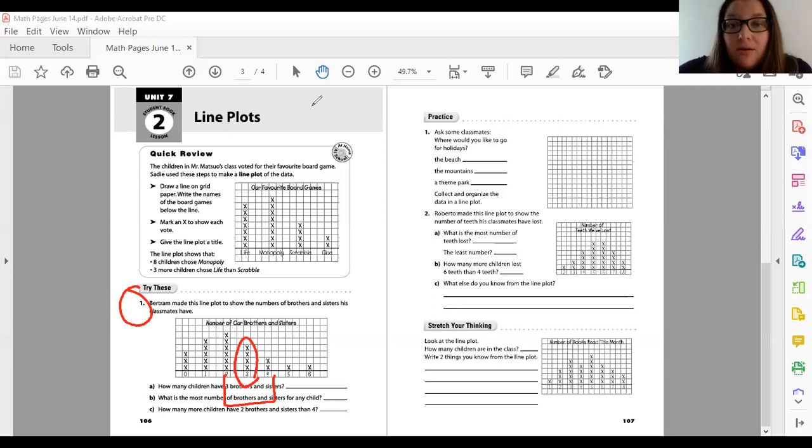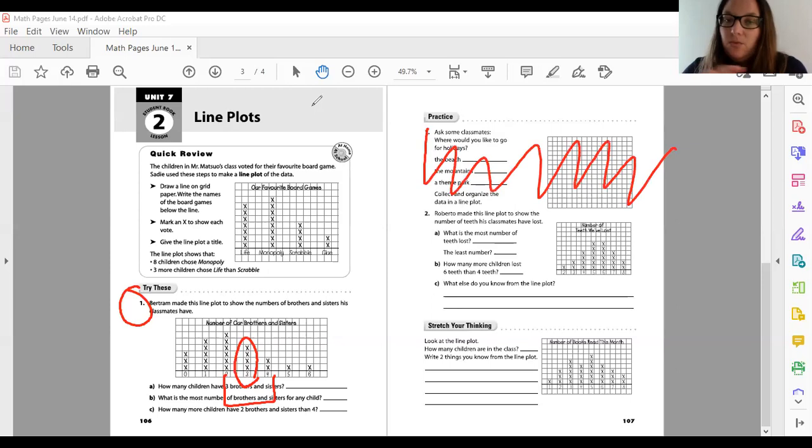Now, number 1, we're not going to do because that's way too complicated. If we were at school, you would have to do it. But not today because you're at home, so you can't ask all of your classmates. If you would like to ask your parents, maybe your siblings, anyone who lives in your house, you can go for it, okay? I might give you bonus points if you do that. But you do have to answer number 2. Okay, and again, I'm not going to make you do the stretch your thinking unless you desperately want to.